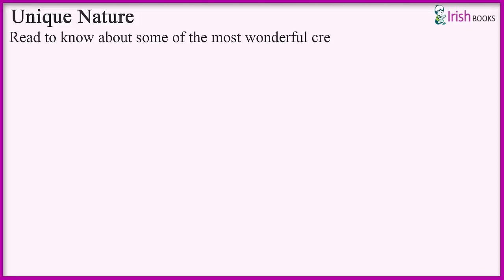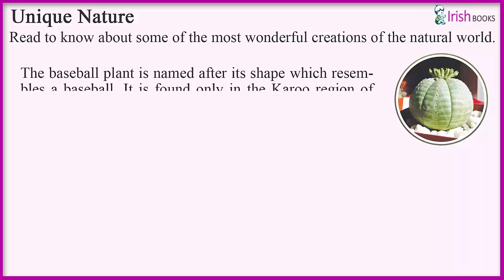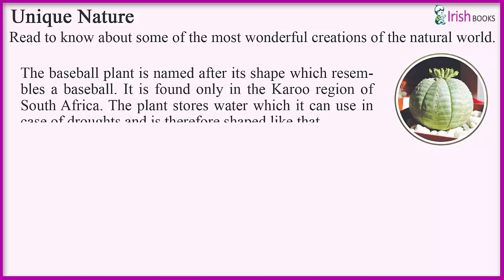Unique nature. Read to know about some of the most wonderful creations of the natural world. The baseball plant is named after its shape, which resembles a baseball. It is found only in the Karoo region of South Africa. The plant stores water, which it can use in case of droughts, and is therefore shaped like that.